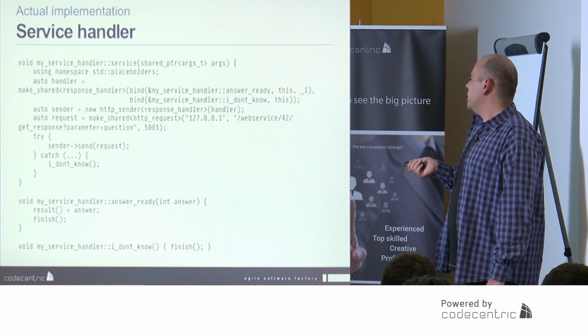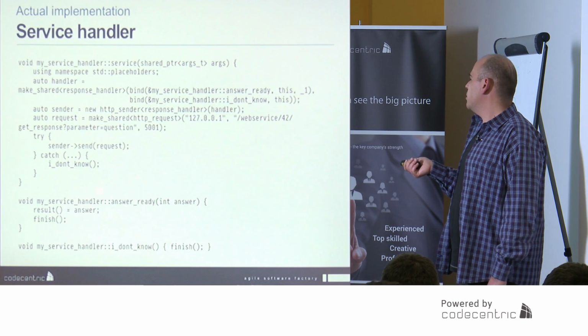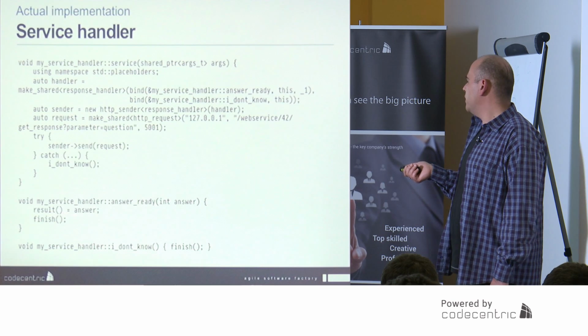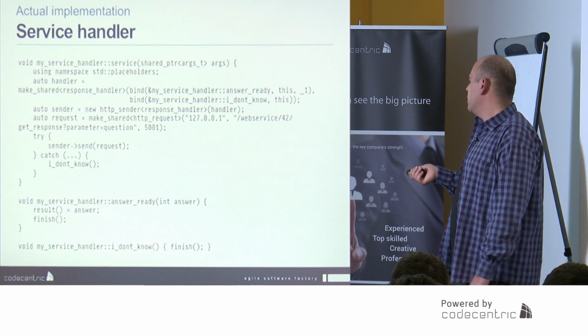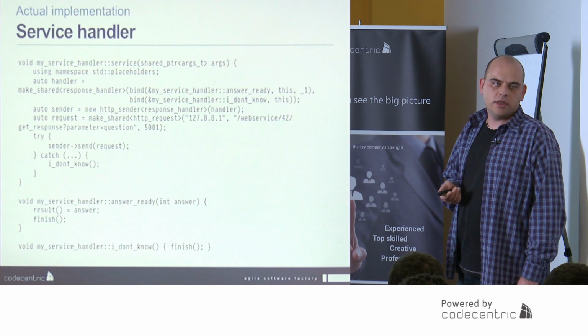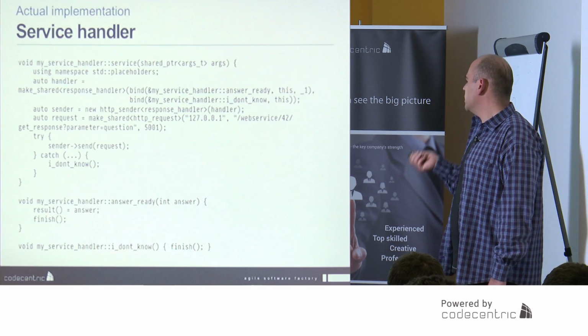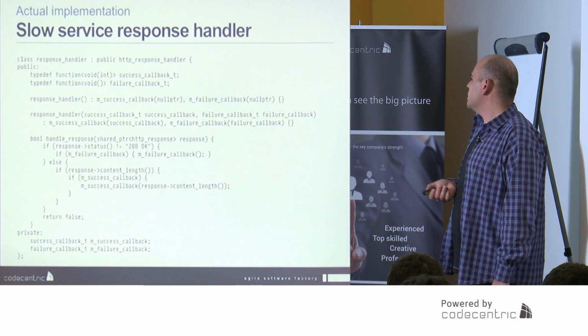So when the handler receives and processes the data, it will either call this callback, answer ready, which will give us the result. We call finish, send the result, or if it does not know, or maybe failed, we just return an empty answer. You can improve this by adding some additional diagnostic data, but for the sake of example, this is enough. And this is our response handler.